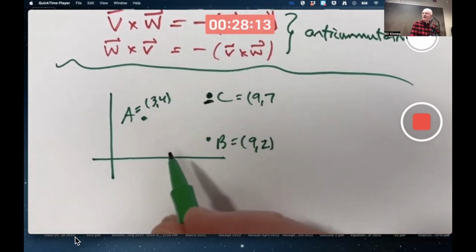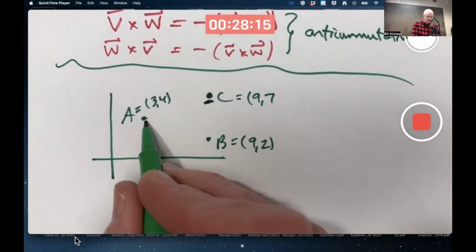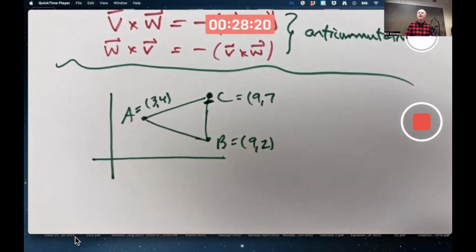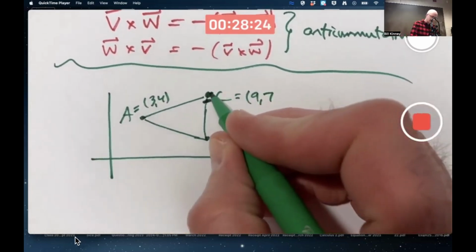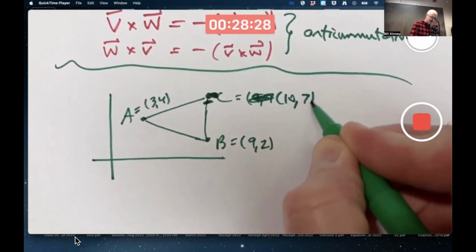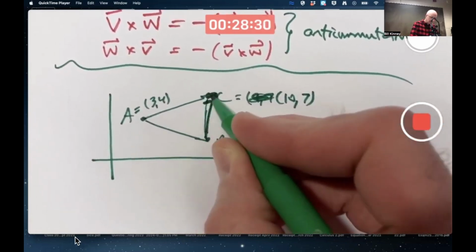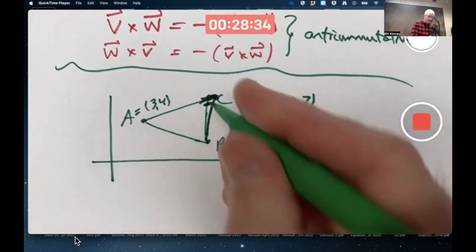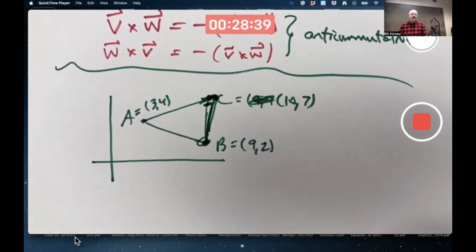Any 3 non-collinear points determine a triangle. What's the area of the triangle? Actually, let me put C over here a little bit more. Let's make it 10, 7, sorry. I want to make it a little harder. By making it vertical, I made it too easy. What's the area of that triangle?